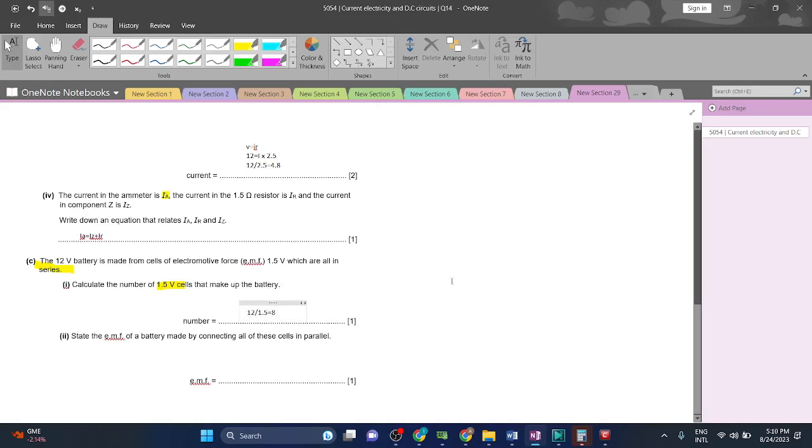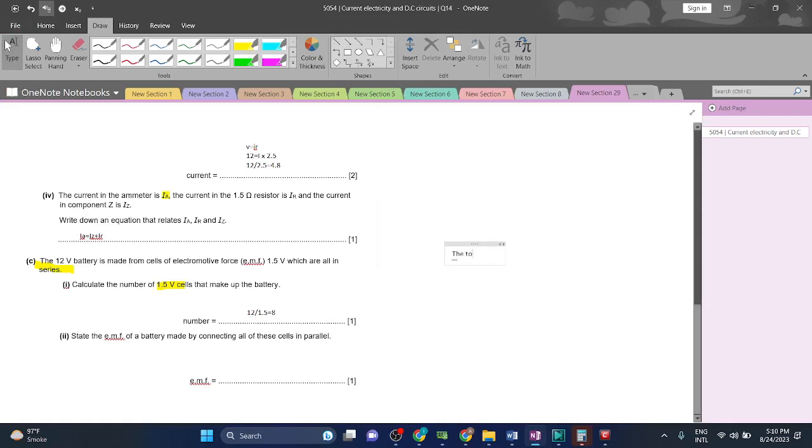State the EMF of a battery made by connecting all of these cells in parallel. So they are saying 8 cells are connected in parallel to each other. What will the combined EMF be? The EMF will still stay the same. It will stay 1.5, okay? Because in parallel, the EMF, the voltage, stays the same. If you line up cells in parallel, what will happen is they will increase the time it would take for the batteries to run out, but it will not increase the voltage.